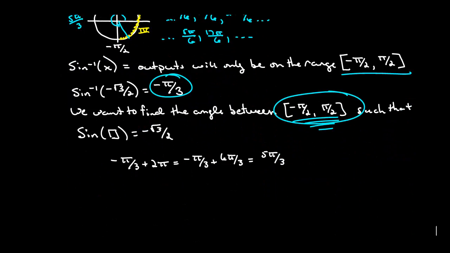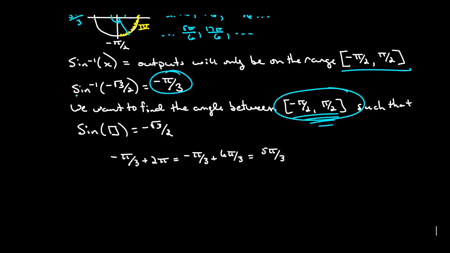So all arc sine values, or all inverse sine values, have to be between negative pi over 2 and pi over 2. We input a real number, we output the angle. So the answers we get out are angles.